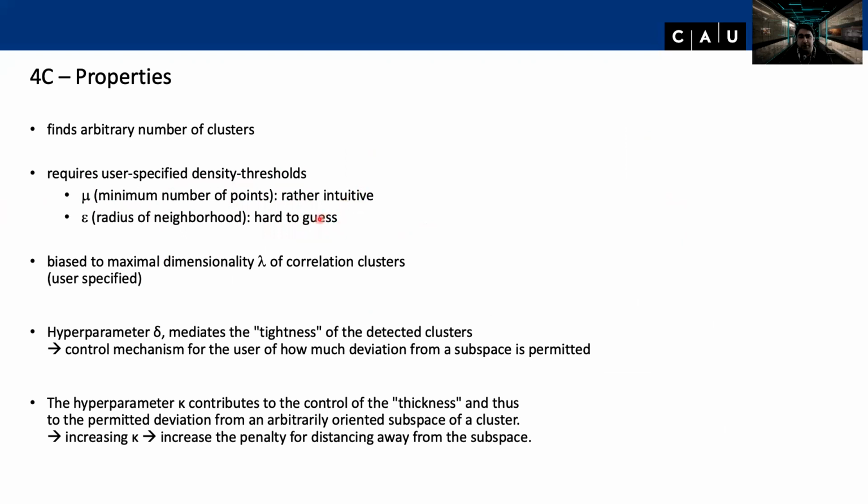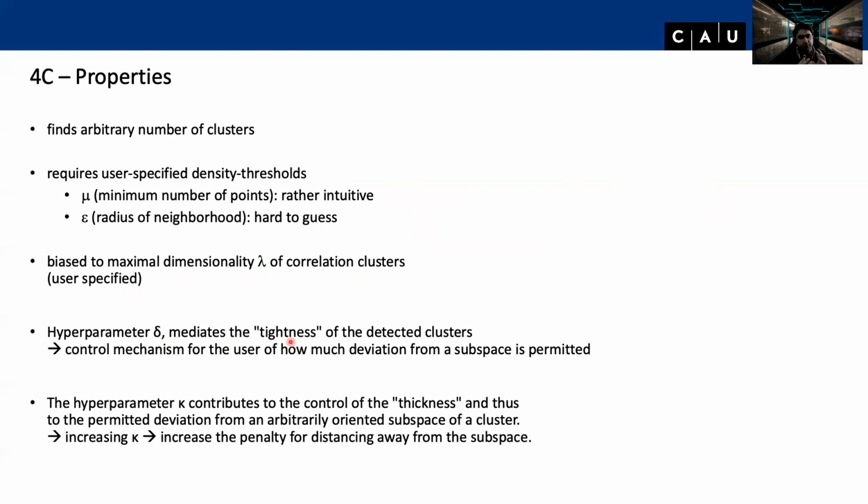Also, mu and epsilon hold for all clusters that are potentially detected. So you do not have anything cluster-specific where you say, for that region of the data set or for that cluster, I want a different minimum number of points and epsilon range. These two are global parameters again. And it is biased to a maximum dimensionality of correlation clusters. This is user specified: with the parameter lambda, you say, I want at maximum lambda equals 2-dimensional clusters. And we have this parameter delta, which mediates the tightness of the detected clusters.